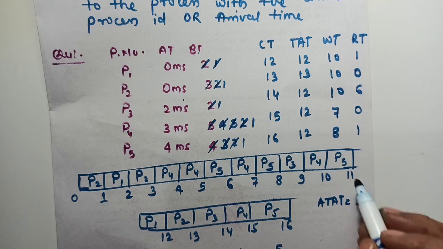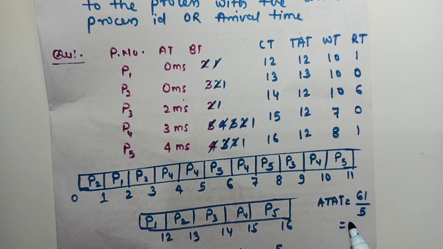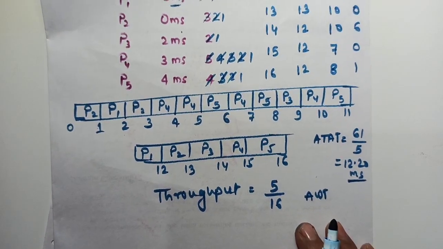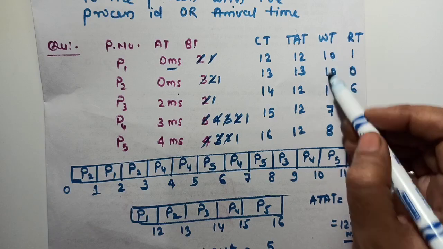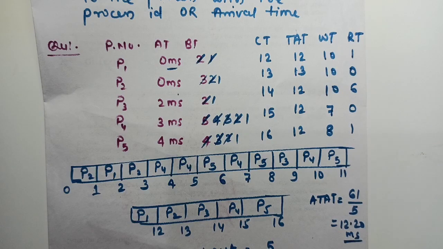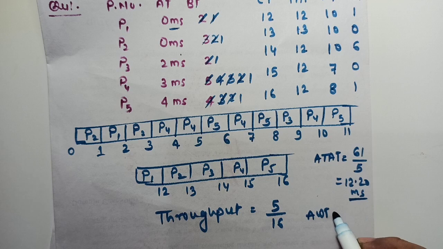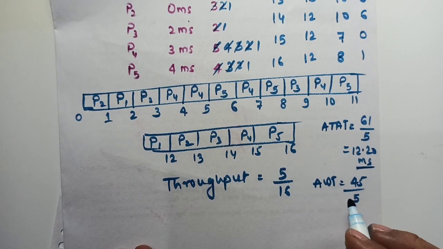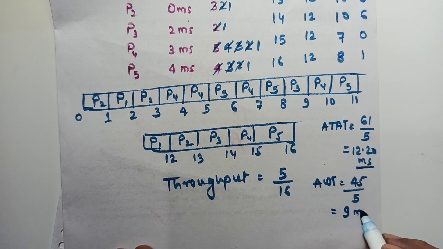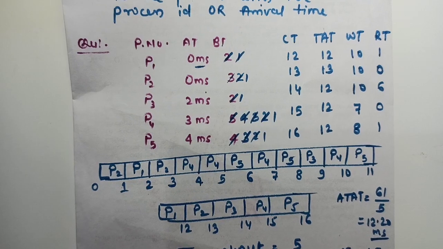एवरेज टर्न अराउंड टाइम निकालने के लिए क्या करना पड़ेगा? डिवाइड बाई 5 करना पड़ेगा, दैट इज़ 12.20 मिली सेकेंड. डोंट फॉरगेट दिस if it is mentioned here, okay, in the option. Then is the average waiting time. You can add these 10 plus 10, 30, 37, 37 and 8 is 45. So 45 divided by 5. So what it would be? 9 millisecond. That's it. In the same way you can calculate the response time also.